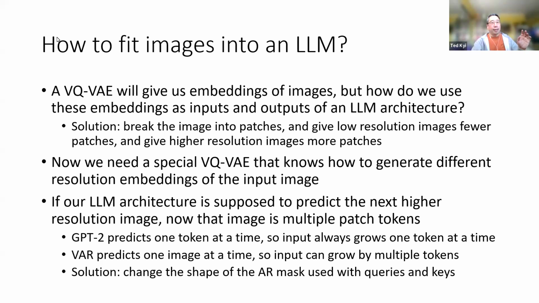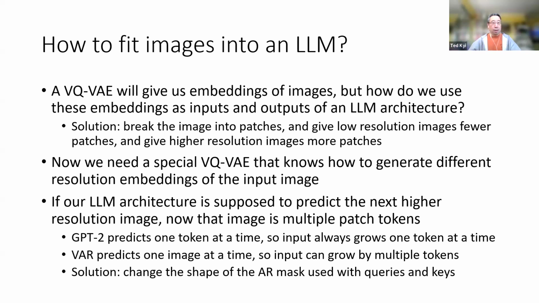So basically, the bottom point here is normally our LLM is predicting the next token, but if we're predicting the next higher resolution, now that's multiple patches. So when I start with just 1 patch, I'm going to predict the next image, which means I'm actually predicting 4 tokens at once. And then when I have the first and the second one, I have 5 tokens in my context. I'm now going to predict the next 9 tokens all at once. And then when I have 14 tokens in my context, I'm going to predict the next 16 tokens all at once.